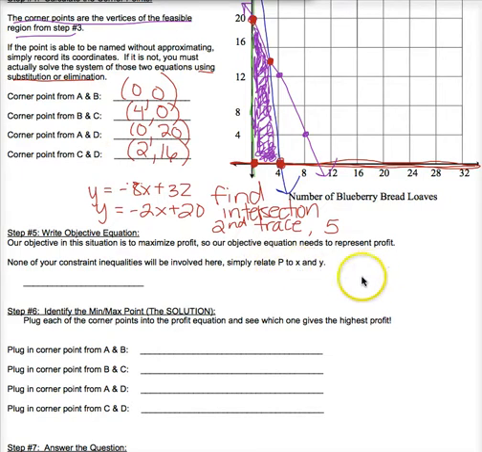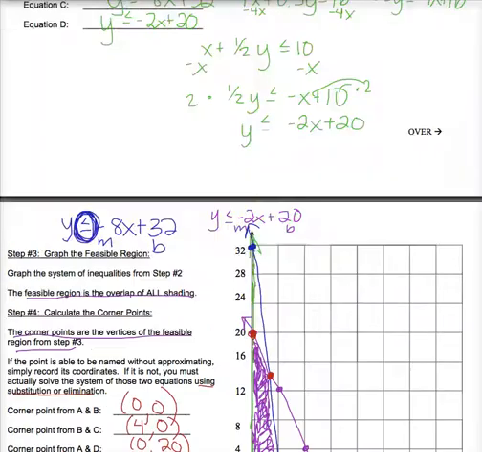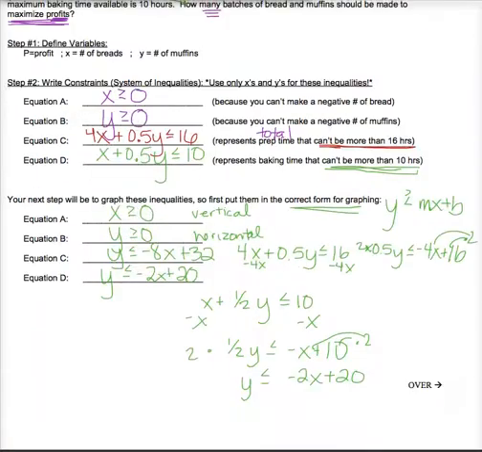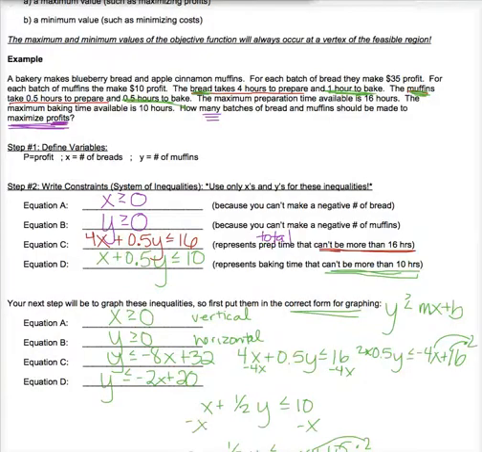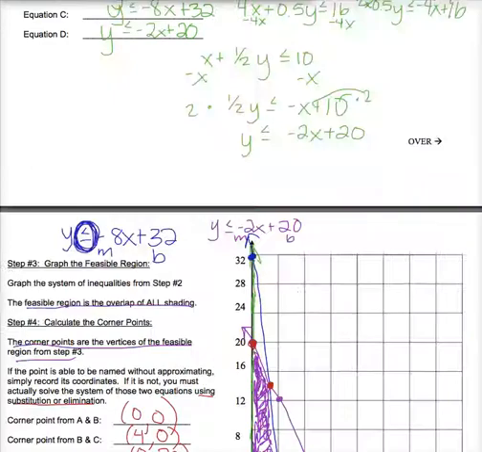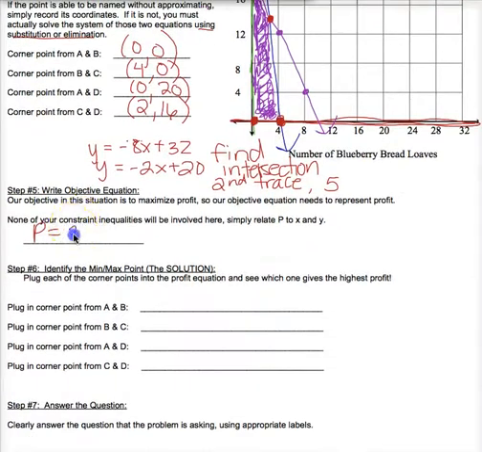So profit, money. So go back to your original situation and look at the money because we haven't used the money yet. So profit equals, let's look what it says about the money. It says for each batch of bread they make $35 profit. So if number of batches of bread is X, that means 35 times X is the money they're going to make off of the bread.